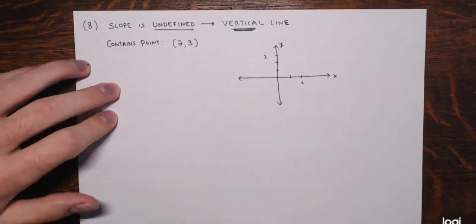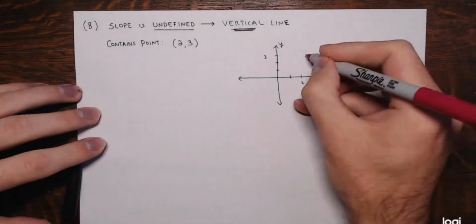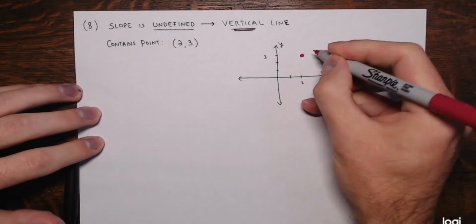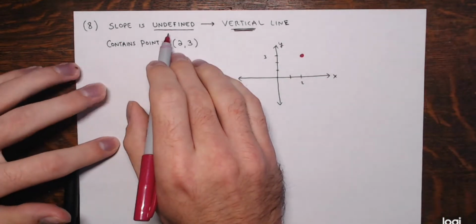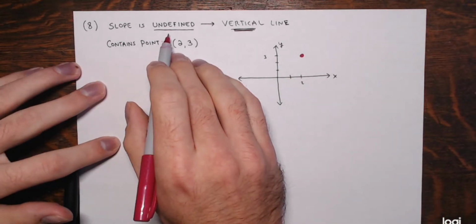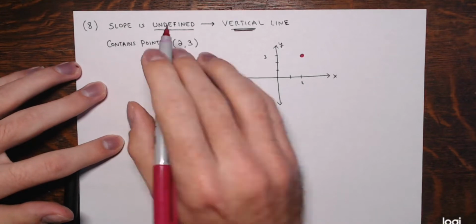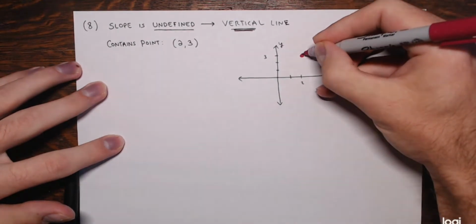Right, here's the point (2, 3). And I'm told the slope is undefined. So there's no change in x. That's what that means. So it's a vertical line. This is going to be going straight up and down.